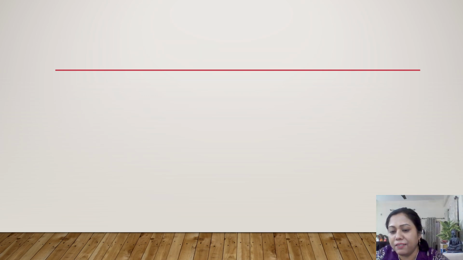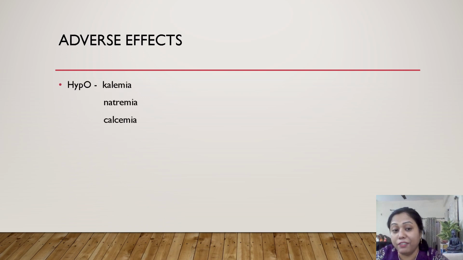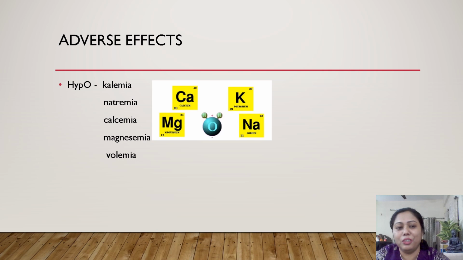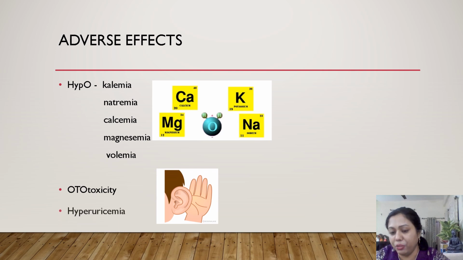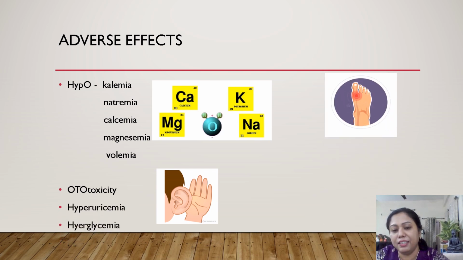Now let's see what are the adverse effects. Yes, you must have guessed it very correctly. They cause hypo everything. What is hypo everything? So they will cause hypovolemia. Yes, we are losing fluid. Then we are losing electrolytes as well. So there is hypokalemia, hyponatremia, hypomagnesemia, hypocalcemia. Also they cause ototoxicity because a similar symporter is blocked in the middle ear membrane. Then hyperuricemia is seen, which will exacerbate gout condition, and we are seeing hyperglycemia as well. Right guys?